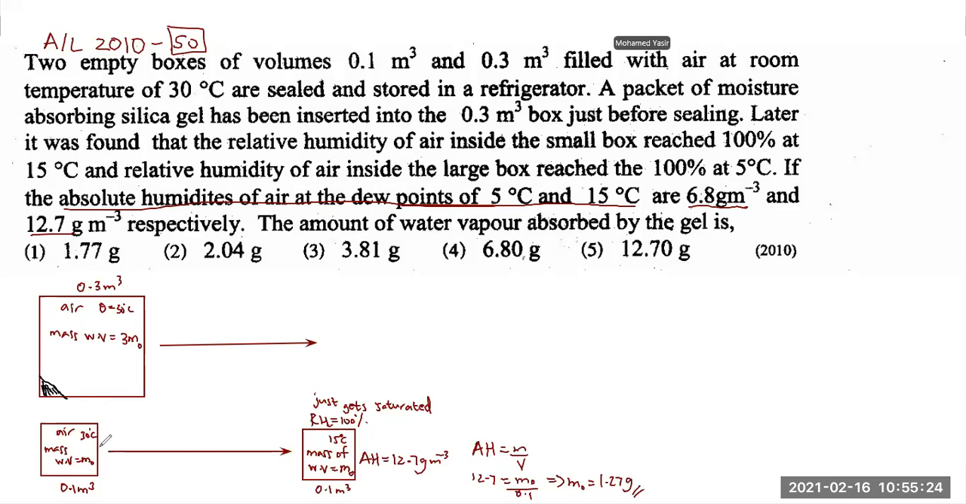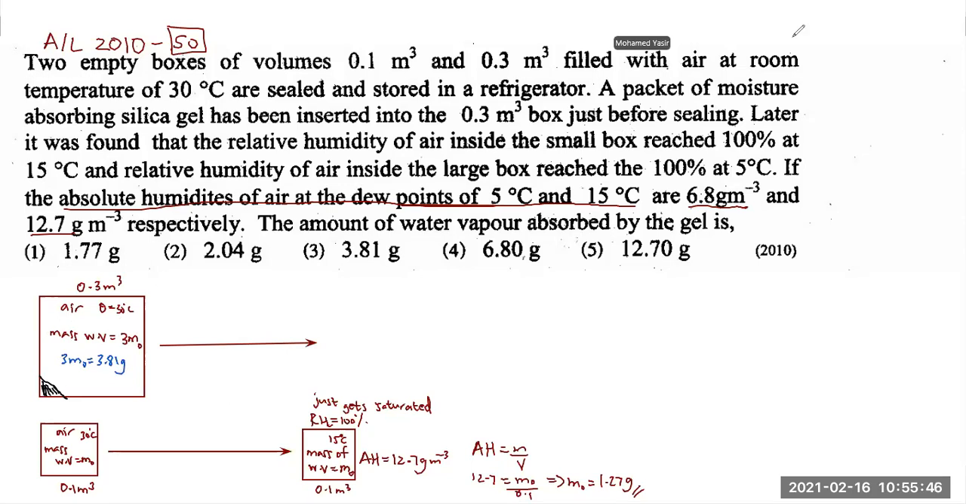So initially, there must have been 1.27 grams of water vapor here. Then what is 3m naught here? 3m naught is 3 times 1.27. That is, I think, 3.81 grams. When you multiply 127 by 3, it is 381. Yeah, correct. So 3.81 grams of water vapor must have been here.